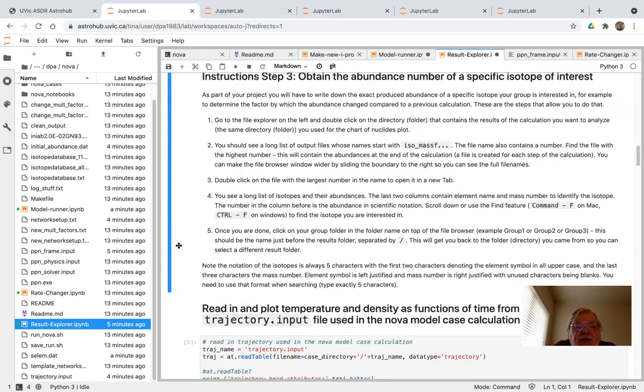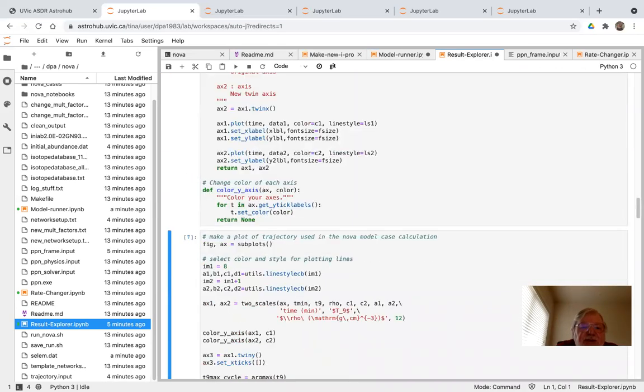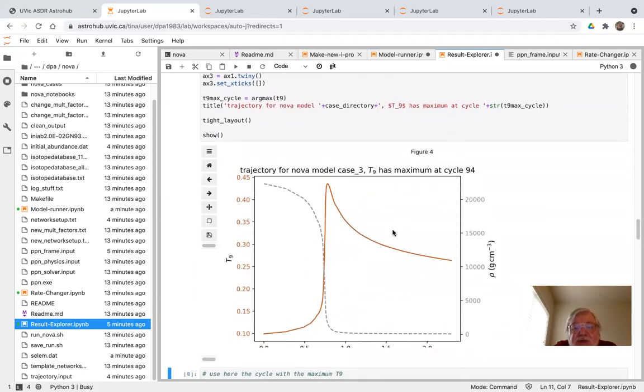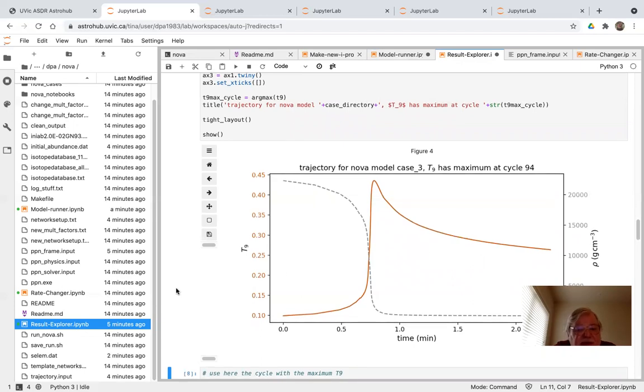So now this is the plot of the trajectory. One zone simulations use this trajectory. This is how temperature and density change with time. This is taken from real MESA Nova simulations, of course, and we can do this later, not right now.